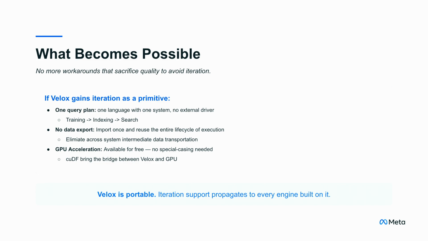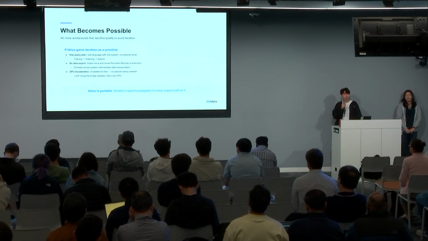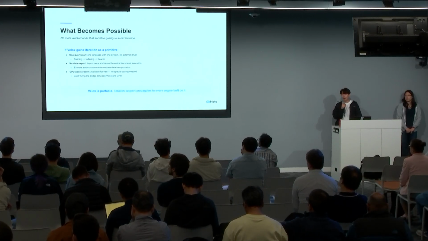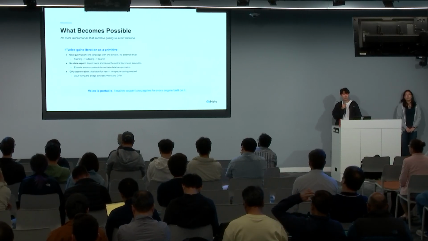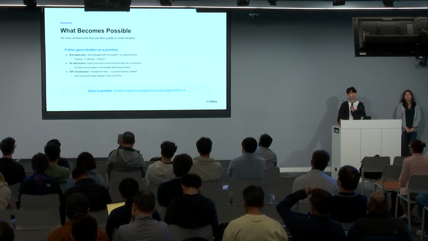And the most exciting part is that the iteration support propagates to every engine built on top of Velox, like Glue, Presto, and so on. One code can run everywhere. So new workloads, agentic workflows, clustering, and other algorithms we haven't thought of can run on Velox right now. The gap is not the compute, it's the control flow. Close the loop, and Velox will become a fundamental building block for iterative AI workloads.